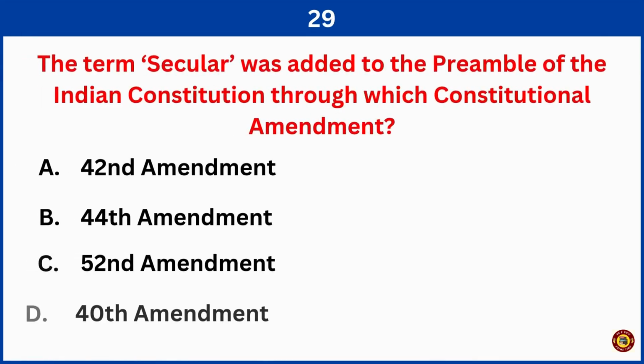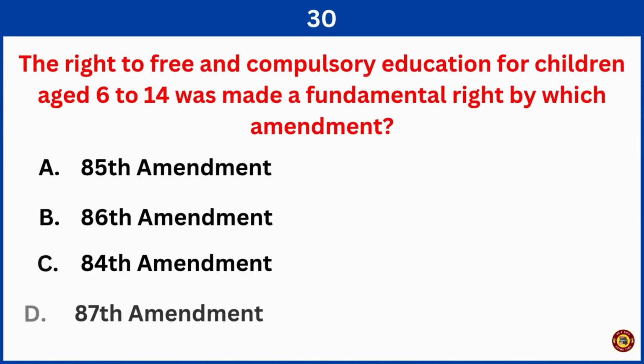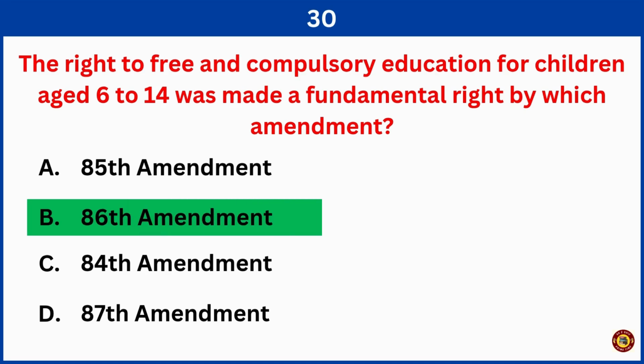The term secular was added to the preamble of the Indian Constitution through which constitutional amendment? Right answer is option A, 42nd Amendment. The right to free and compulsory education for children aged 6 to 14 was made a fundamental right by which amendment? Right answer is option B, 86th Amendment.